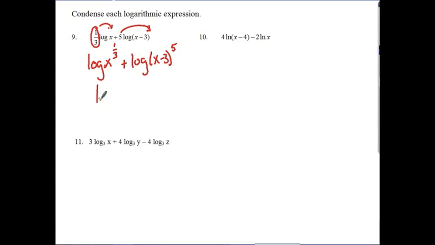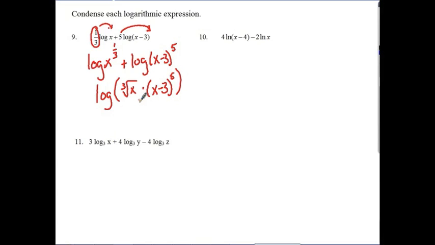Now you can either keep it as x to the 1/3, or if you wanted to, you could write it as the cube root of x. No problem either way. Plus means multiply, so we're going to change that to multiply by (x minus 3) to the 5th power. And again, it is important that you put parentheses around the whole thing, because you're taking the log of all that wonderful mess there.